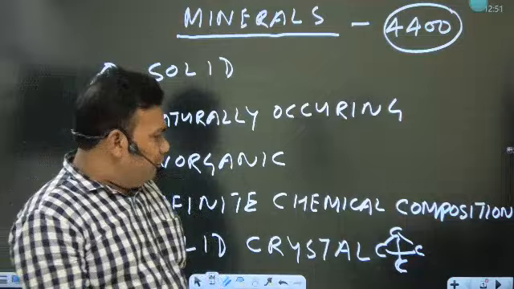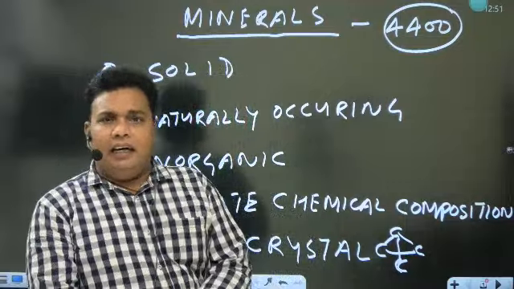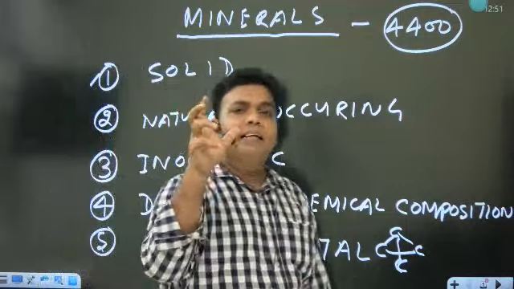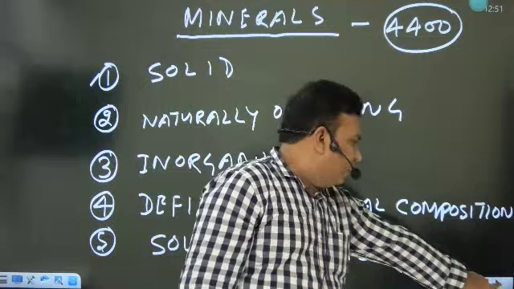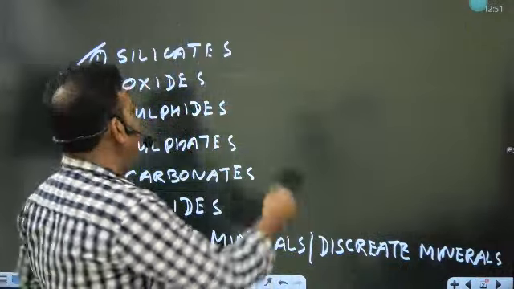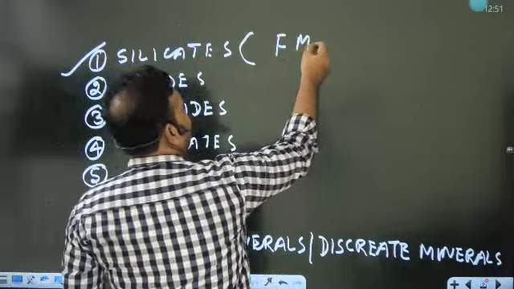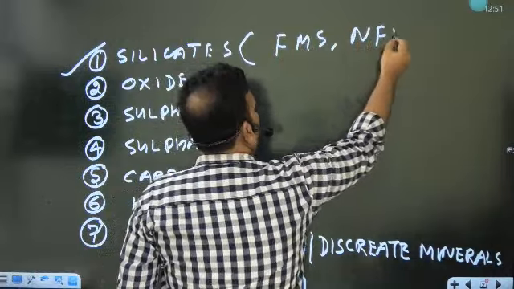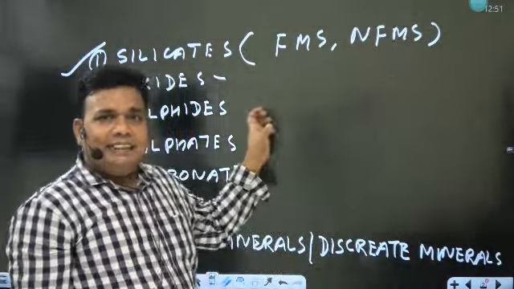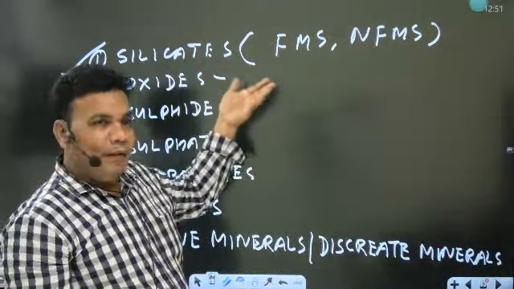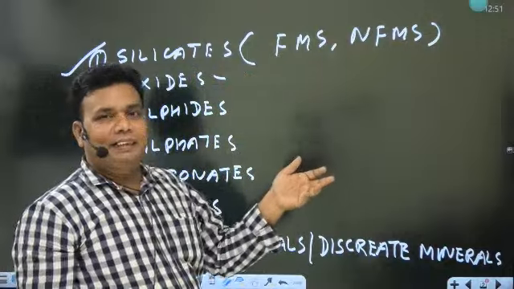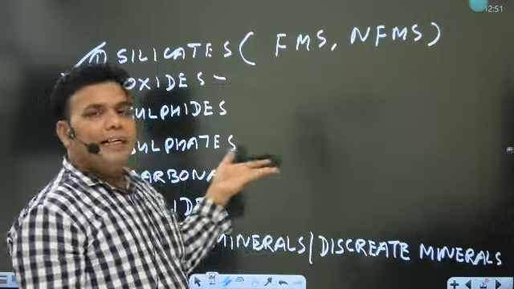So the major rock-forming minerals on the earth are classified into seven principal groups, seven main families. Number one, silicate minerals. These silicate minerals may be ferromagnesian silicates or non-ferromagnesian silicates. Similarly, oxides like hematite and magnetite are oxide minerals. Similarly, sulfide minerals like pyrite, sulfate minerals like galena, and we have carbonate minerals, right?